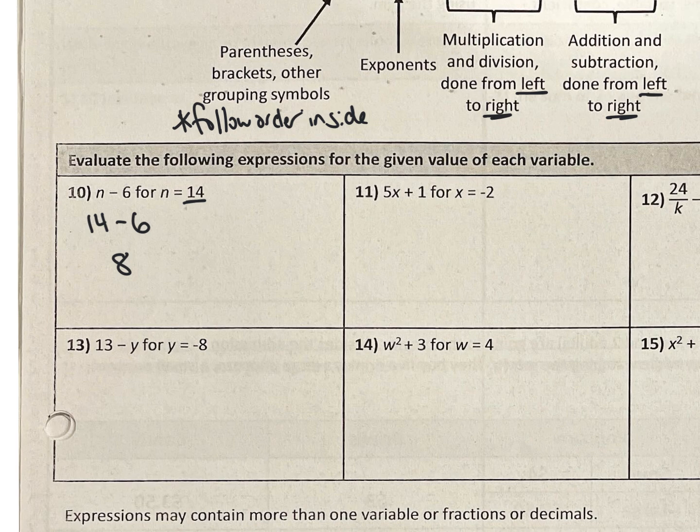All right, on the next one, we see that we have 5x plus 1. Well, remember that 5x means we're going to do 5 times x. This is a case where it is helpful to put in that parentheses to help show that multiplication. So it'd be 5 times negative 2 plus 1. Now, following order of operations, multiplication comes before addition. So 5 times negative 2 is negative 10 plus 1 gives us a value of negative 9.